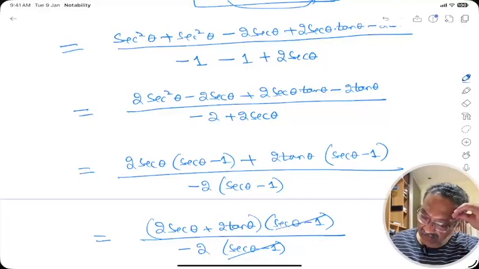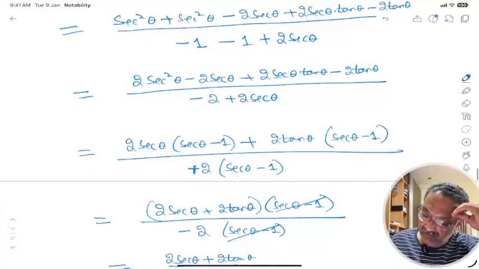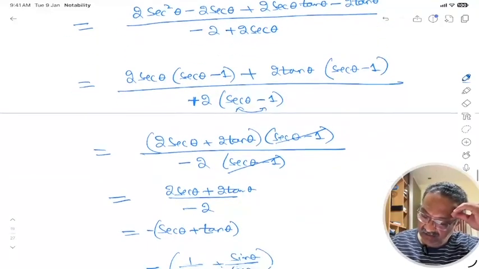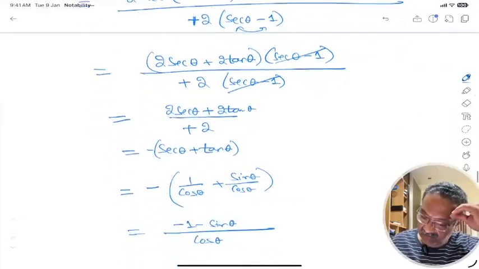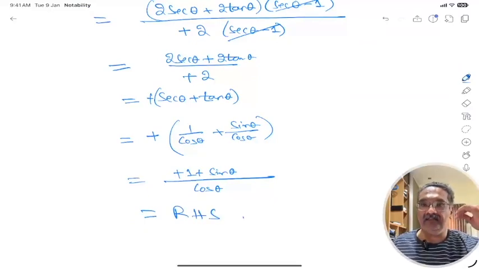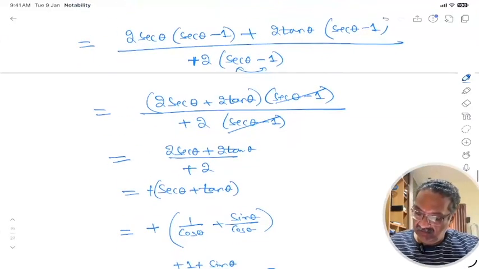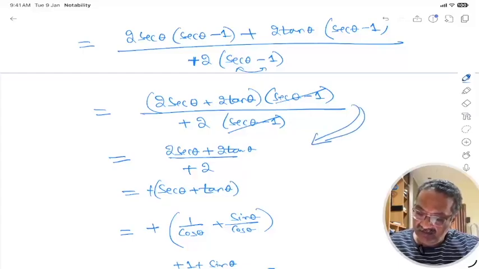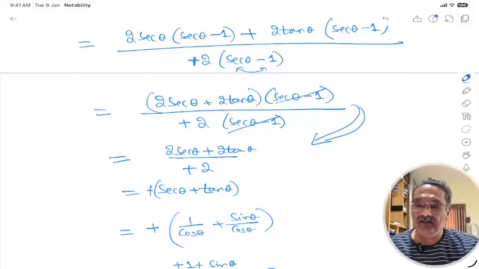Okay, this is not minus 2, this is plus 2, because I have already interchanged these two here, right? So this becomes plus 2, this is also plus 2, so this will be plus 1 plus sine theta, which is equal to RHS. Alright, I have skipped one step here, so that's why I made the sign mistake. Okay, so this is proved.